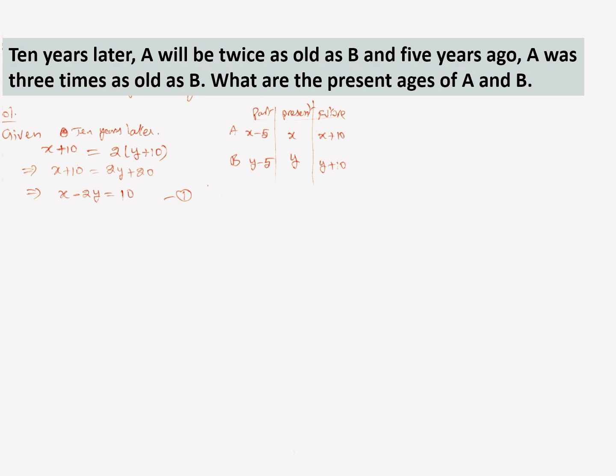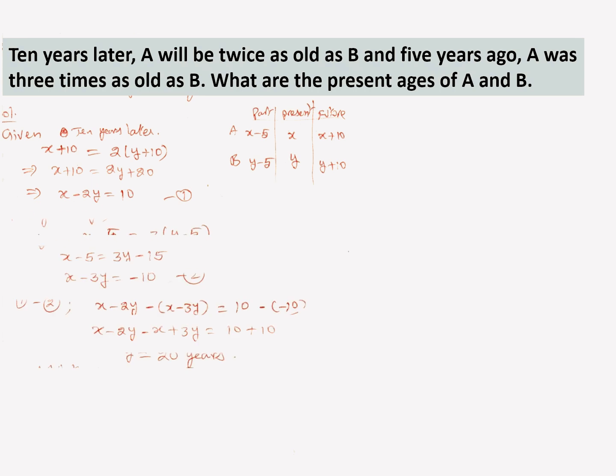So now the first condition is 10 years later. 10 years later means you need to consider these ages. So A will be twice as old as B, where the age of A is x plus 10, that equals 2 times y plus 10, the age of B. So x plus 10 equals 2y plus 20. So x minus 2y equals 10. I simplified and made a linear equation: x minus 2y equals 10.